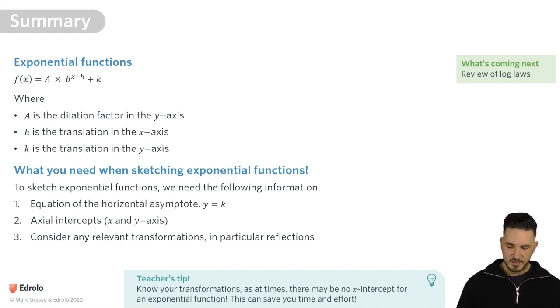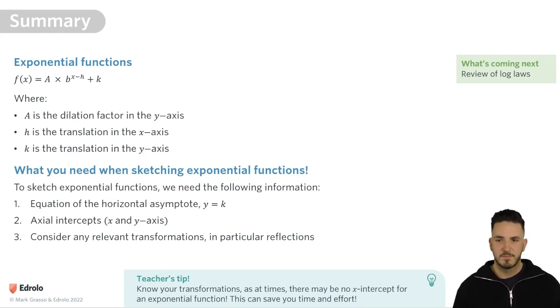Okay, so again, that's my tip as well. Know your transformations, as at times, particularly if you shift vertically and there's no reflection, you actually won't have an x-intercept, and you may get confused when you can't solve for one. So that's why knowing your transformations is really important.